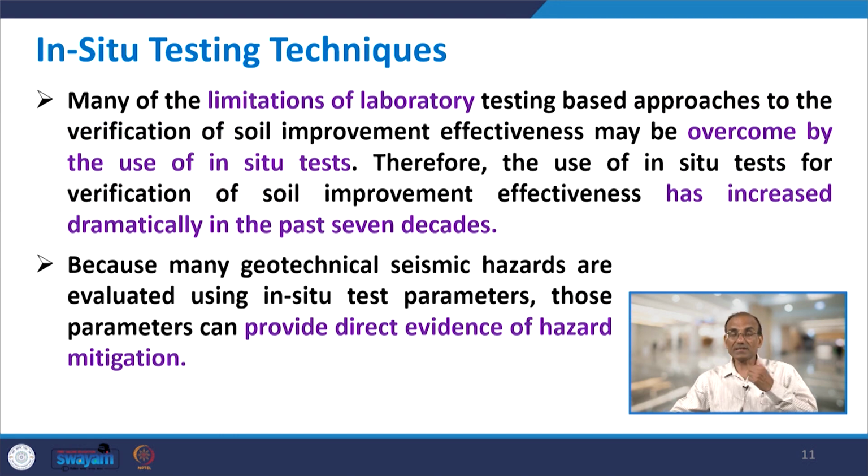So, many of the disadvantages of the laboratory test go in favor of field test, or what we call in situ testing technique. Here, verification effectiveness may be overcome by the use of in situ test. Therefore, the use of in situ test for verification of soil improvement effectiveness has increased dramatically in the past several decades. So, in many decades now, in situ tests or field tests are preferred over the laboratory test, because they are direct tests. Because many geotechnical seismic hazards are evaluated using in situ test parameters, those parameters can provide direct evidence of hazard mitigation.